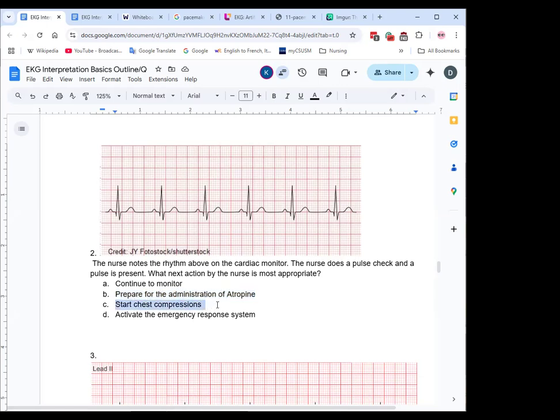So chest compressions, when's it appropriate to do chest compressions?